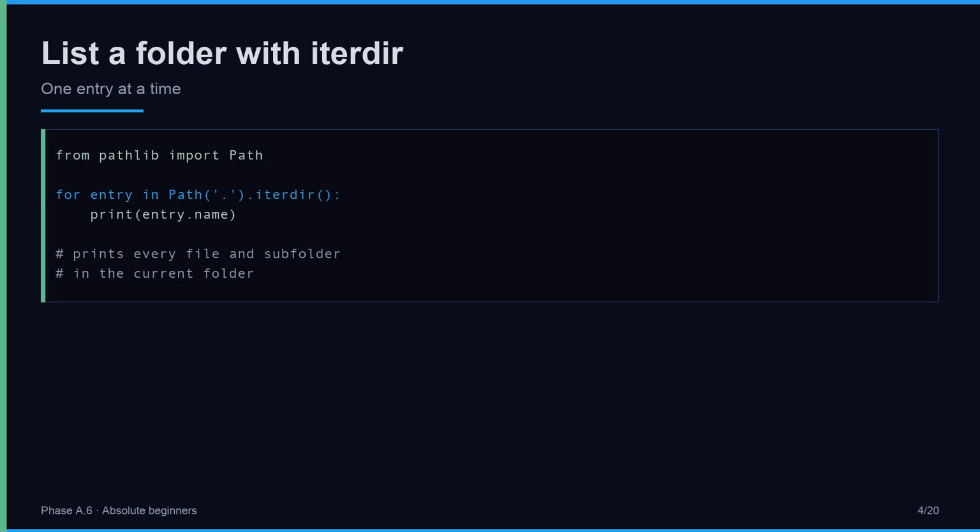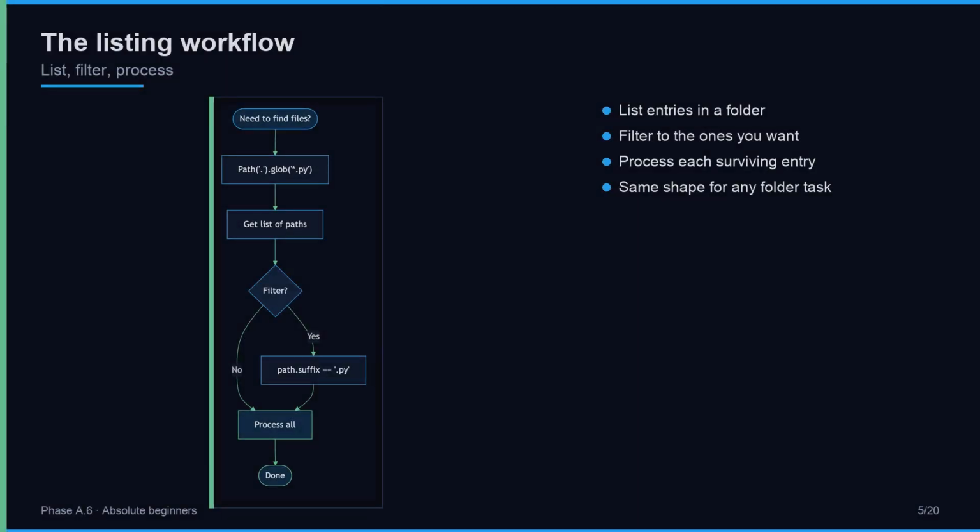The simplest way to list a folder is iterdir. It returns every entry inside that folder, files and subfolders alike. You loop over it like any iterable, and each entry is itself a path object. So entry.name gives you just the file name, entry.suffix gives you the extension, and so on. iterdir does not recurse into subfolders. It lists one level, the direct children of the folder you pointed at. One level, one loop.